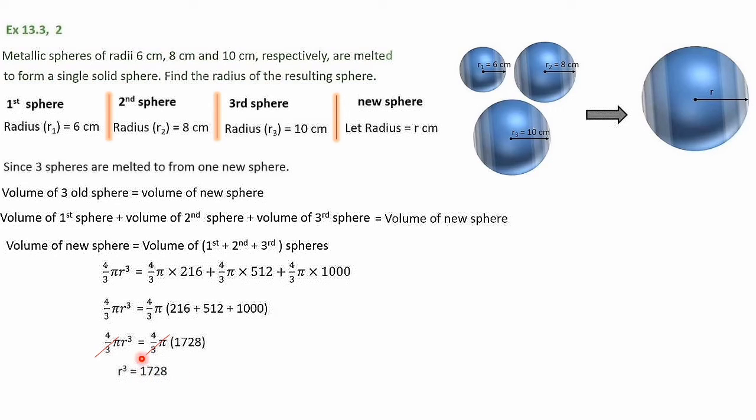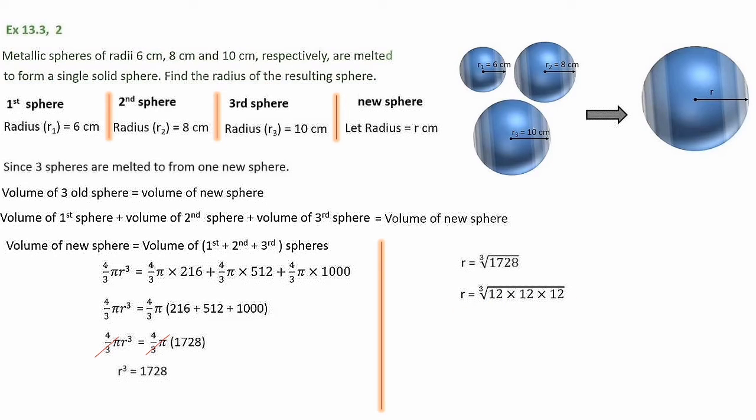Then we have to find the cube root of 1728. For that, you have two options. Either you can go for the factorization method, or you can do it the estimation way. I am proceeding with the estimation way. So r is equal to cube root of 1728, that is equal to cube root of 12 into 12 into 12. This is the estimation way we have calculated.